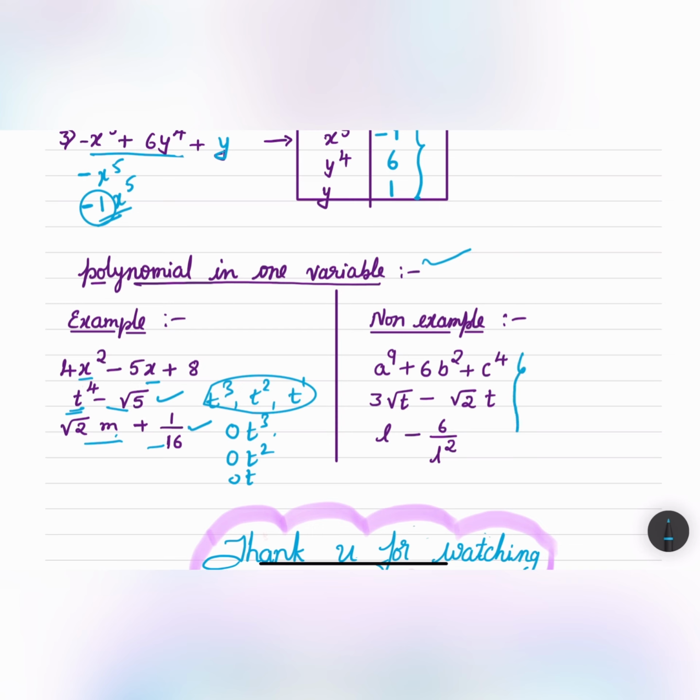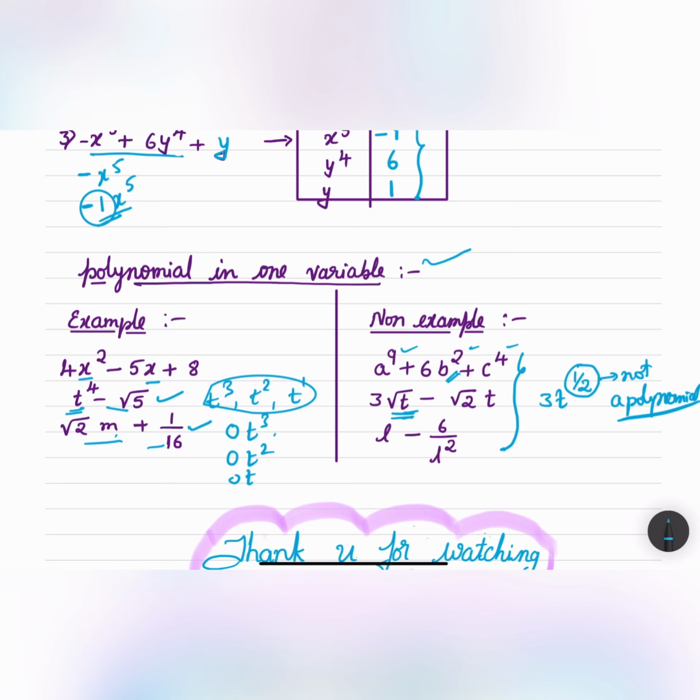We will take a look at the non-examples. This is a to the power 9 plus 6b square plus c to the power 4. We have 3 variables, so this is not one variable. And in this case, 3 root t minus root 2t. Here, root t is t to the power half, which is not a whole number. Hence, this is not a polynomial. Therefore, we don't consider it as a polynomial, and we don't consider its power or degree either.